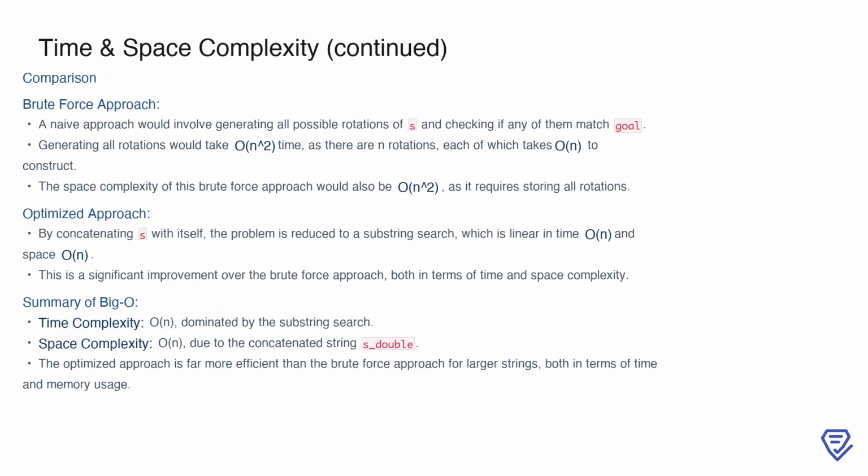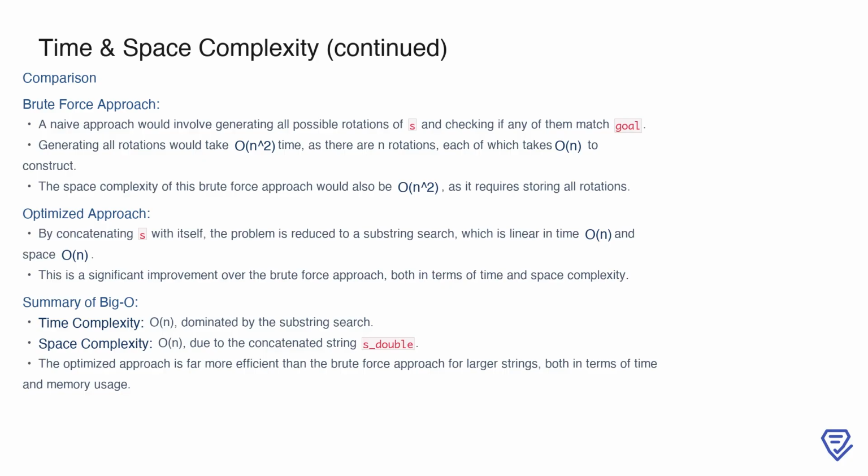To understand why this approach is efficient, let's compare it to a brute force method. A naive approach would involve generating all possible rotations of the string S and checking if any of them matches goal. Generating these rotations would take O(n) squared time because there are n rotations, and constructing each rotation involves O(n) operations. On top of that, the space complexity of storing all these rotations would also be O(n) squared. In contrast, our optimized approach reduces the problem to a substring search by concatenating S with itself, which takes O(n) time and O(n) space. This is a significant improvement over the brute force method, especially for larger strings.